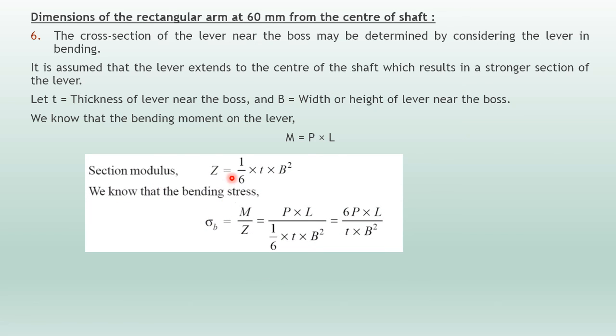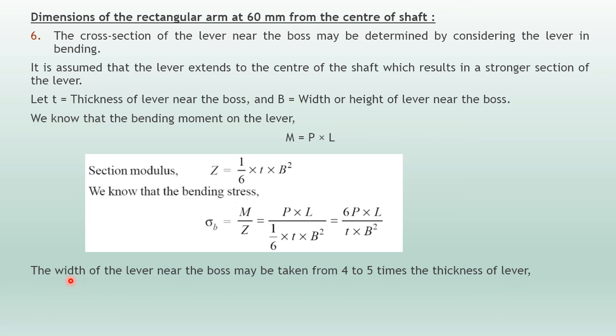Now the section modulus Z is equal to 1 by 6 into T into B square. We also know that the bending stress sigma B is equal to M by Z, which is equal to P into l divided by 1 by 6 into T into B square. So again by rearranging this equation you will get T equal to 6 times Pl divided by sigma B into B square. So put down all the values and calculate the thickness.